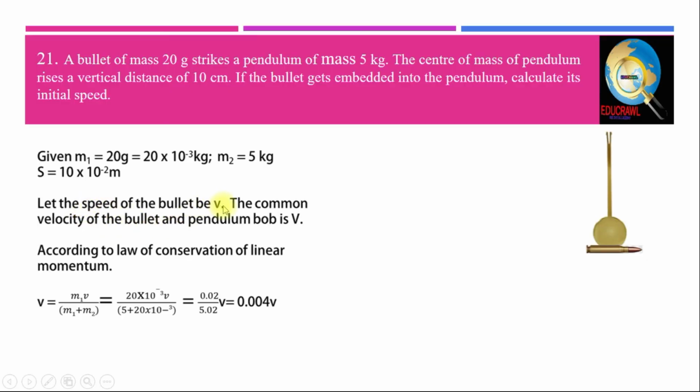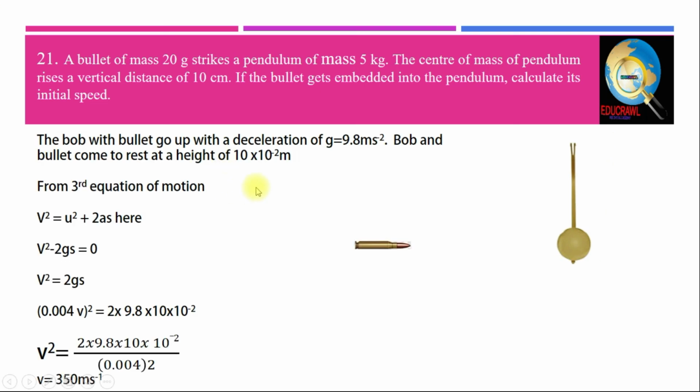Imagine the speed of the bullet as v. After they get embedded, this type of collision is an inelastic collision. After the collision both of them move with a common velocity, given by capital V. According to the law of conservation of linear momentum, which we derived in the theory part, V is given by m1 v divided by m1 plus m2. Substituting the m1 and m2 values and simplifying, we have V equal to 0.004 v.